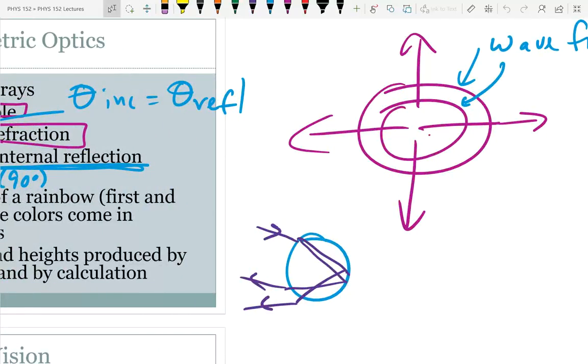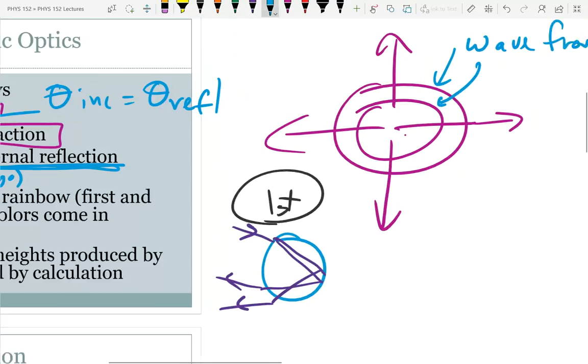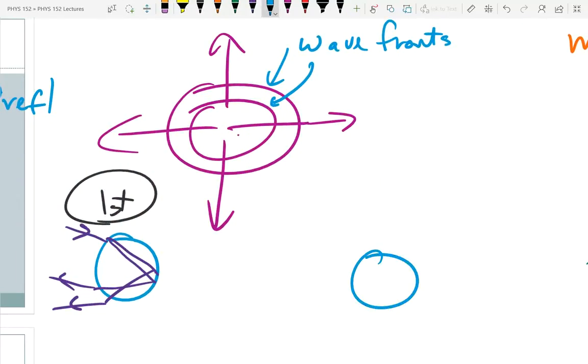Second order bow, so that was the first order bow. What's the difference between the first order bow and the second order bow? Okay, it's inverted. You start with the light coming in the bottom. The bigger difference is, I can't draw.